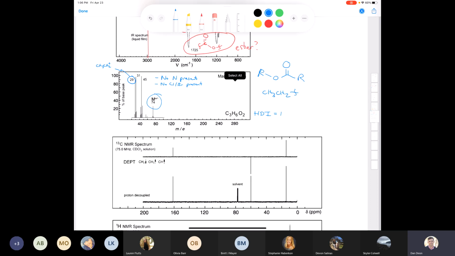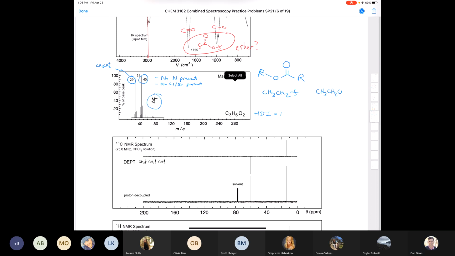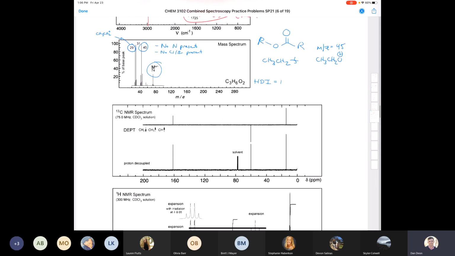Other ones that would be handy would be 45. If you take 29, where's my calculator? If you take 29 and you add 16, what do you get? You get 45, right? So that makes me think, if you have 29 for the ethyl, what if you have an ethoxy, right? If you had this cation, that would have a mass over charge of 45. So we might have an ethoxy. Anyhow, that's enough of that.